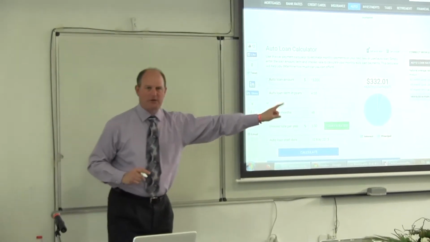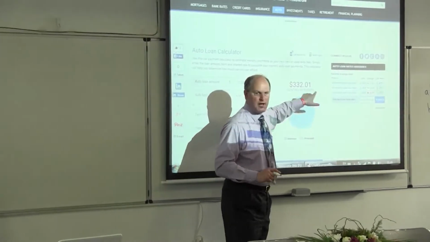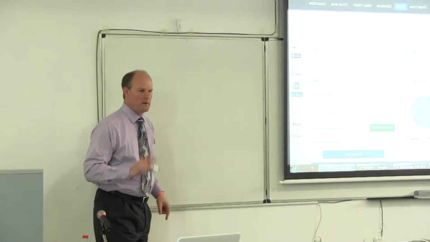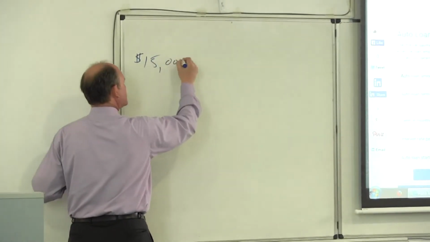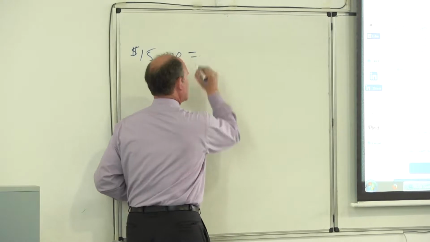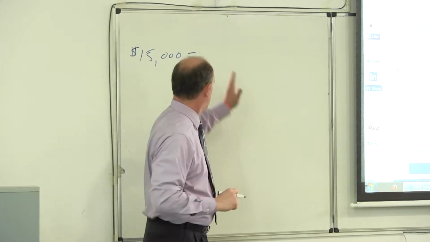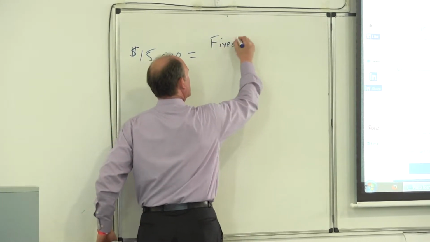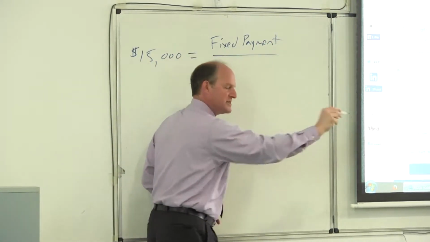And it uses present value analysis to calculate that number. So somebody said, can you show me where that number comes from? $15,000. That's the current value of the instrument, equal to its present value of future payments. On this right-hand side, you have a fixed payment. And that gets discounted.